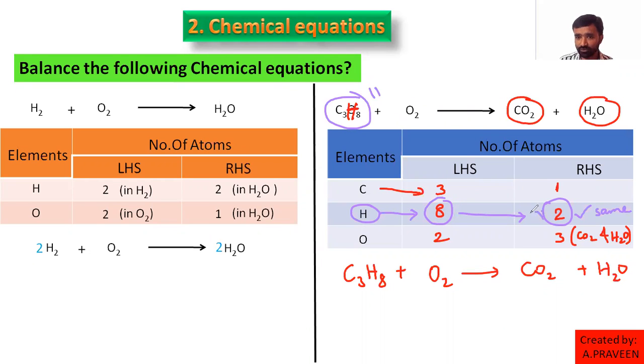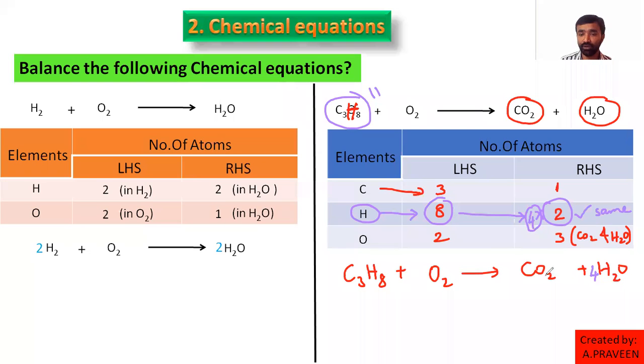So how many times? 2, 4 times. I need to write 4 as coefficient before H2O. So here I am writing 4 as coefficient. So 4 times 2, hydrogens became 8. Then change the count of oxygen: 4 plus 2, 6 it became.